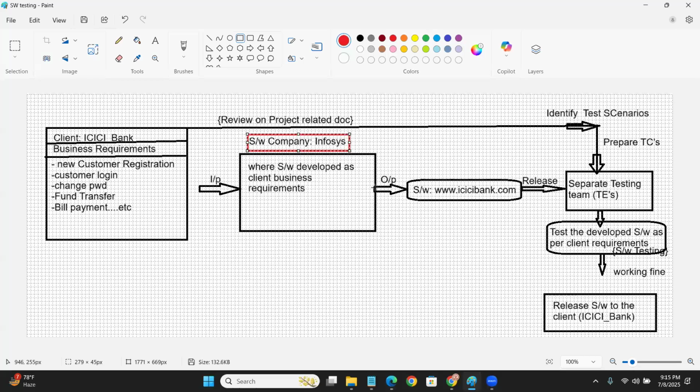If they want to produce software, like ICICIbank.com, they need some inputs. The inputs are collected from the client. Client means who needs the software. They provide the business requirements: what type of operations they want in the application, what business transactions to perform. Those are the business requirements, which are provided to the software company.